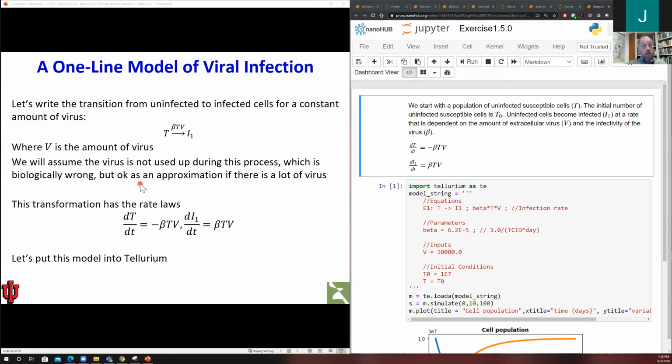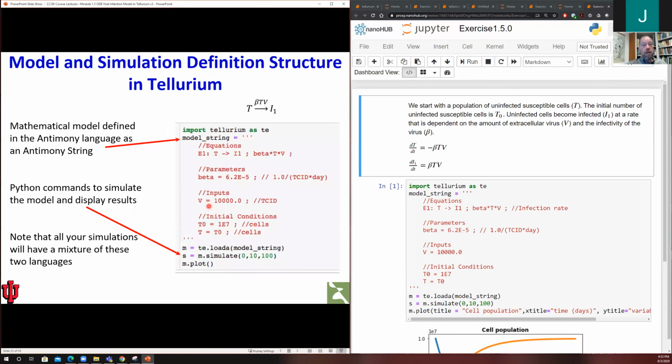And so we can come back later and ask the question, does it make a difference whether we assume that the virus is used up or not? Okay. And now we're going to use this simple example to learn how Tellurium works.